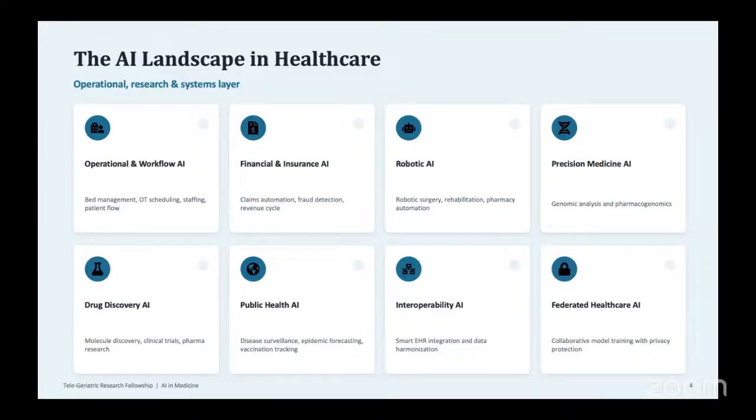And AI connects fragmented EHR systems, and federated AI lets hospitals train shared models without moving patient data offsite. All of this is already running in real health systems right now.